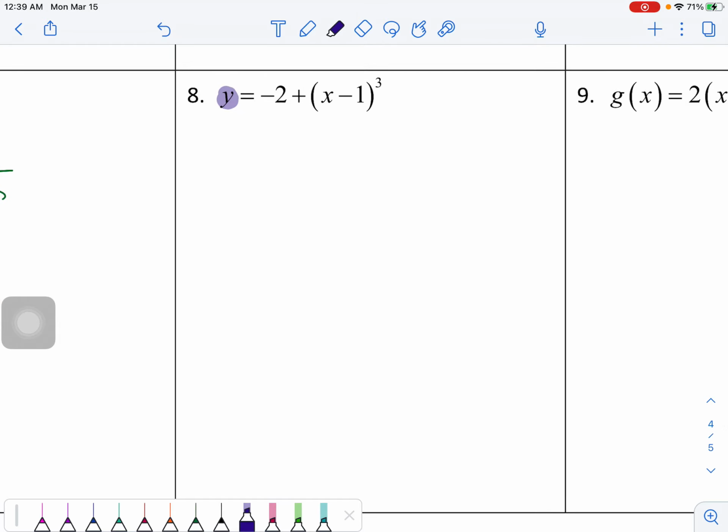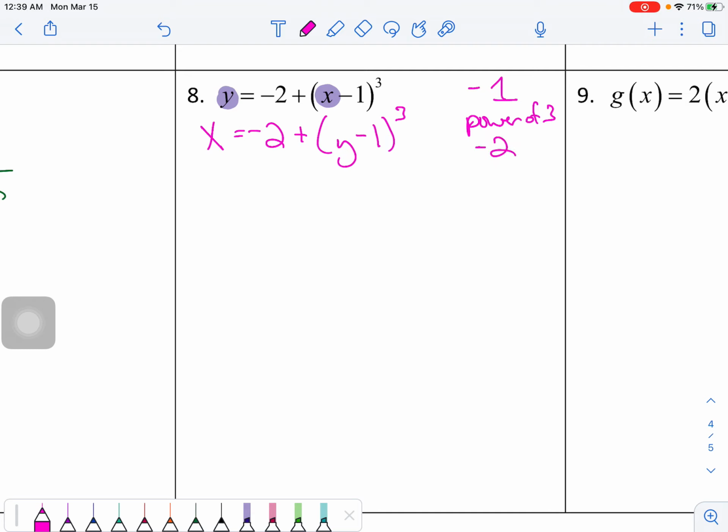All right, number 8. Find y right there, find x. Okay, great. Switch them, swap them. x is equal to -2 plus (y minus 1) cubed. I'm going to do the list for this one just because there's a few things going on. So we've got -1. We've got a power of 3, and then we're subtracting 2. So start at the bottom of the list and work your way to the top. So we're going to add 2.